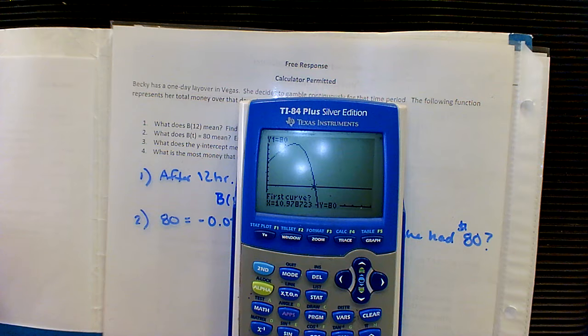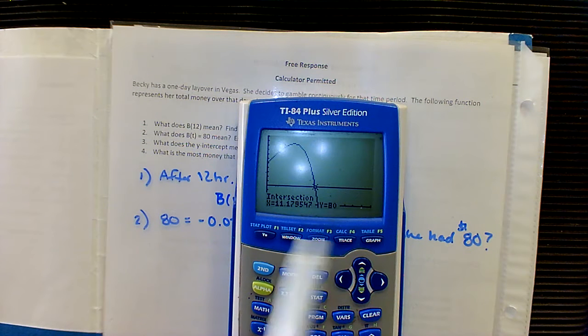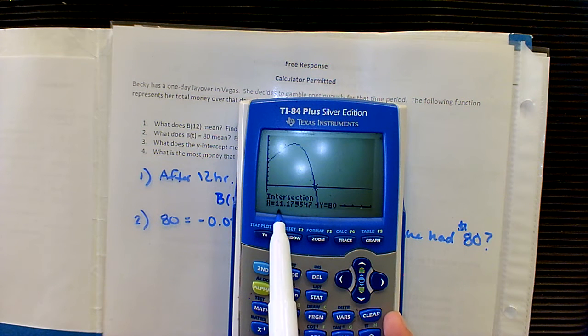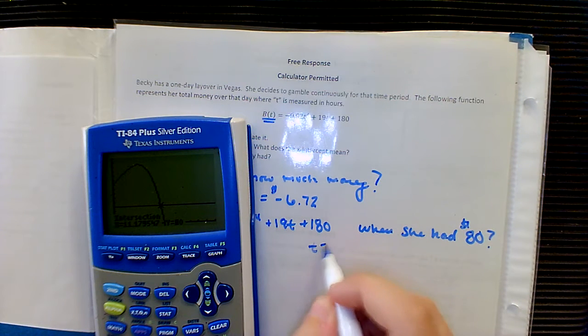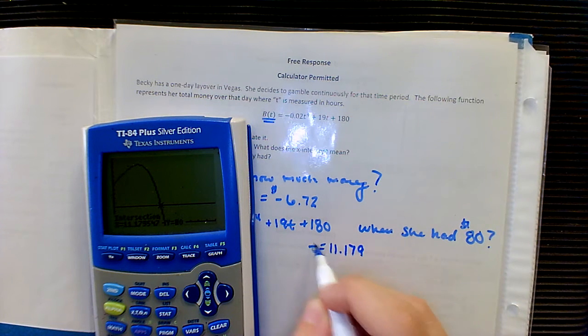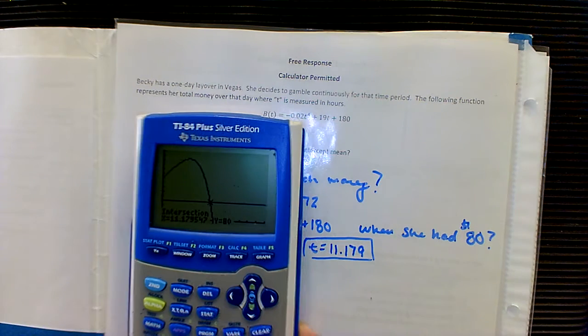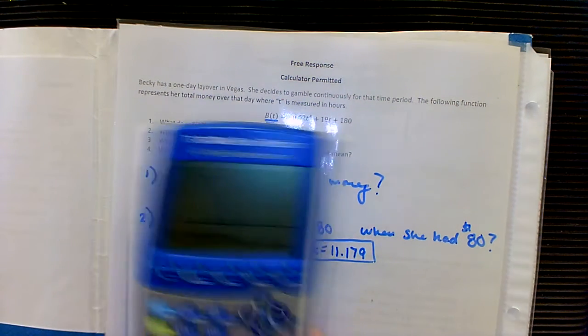And once it's there, good, Emily? Enter 3 times. 1, 2, 3. Now notice how that word intersection pops up. Okay, you know that you used the correct buttons appropriately. So our intersection point, the time would be 11.179. So a little after the 11th hour, that's when she had $80.